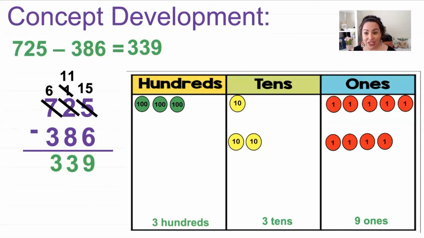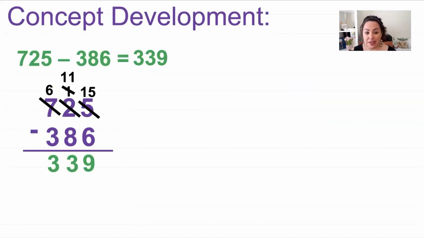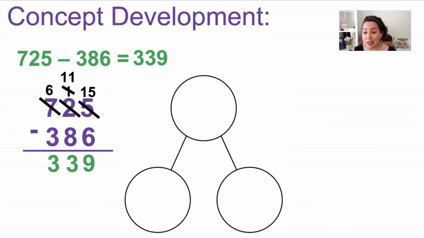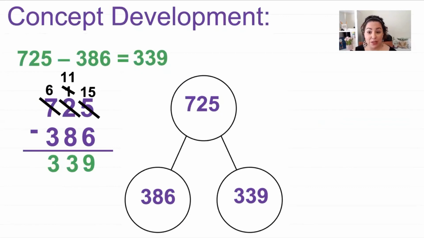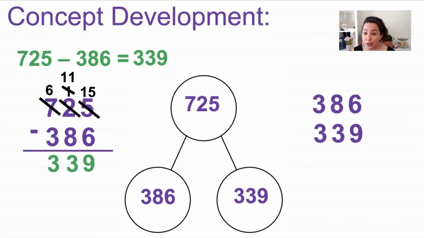Okay, let's check our answer. So there's my problem that I just did, and here's my number bond. So I have 725 as my whole, and part of that was 386, and then we subtracted and we found that other part, and we said that was 339. So 386 plus 339, those are my 2 parts. They're lined up nice and straight. Let's add them, and let's see if we get 725.